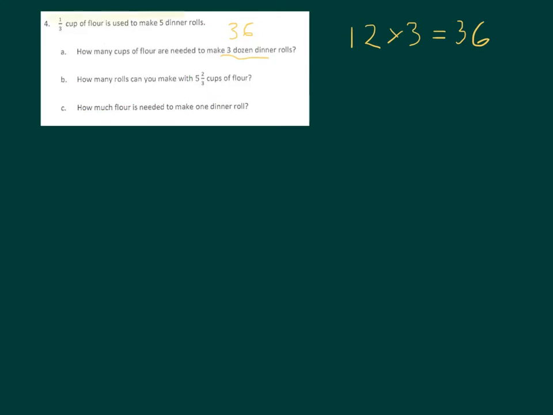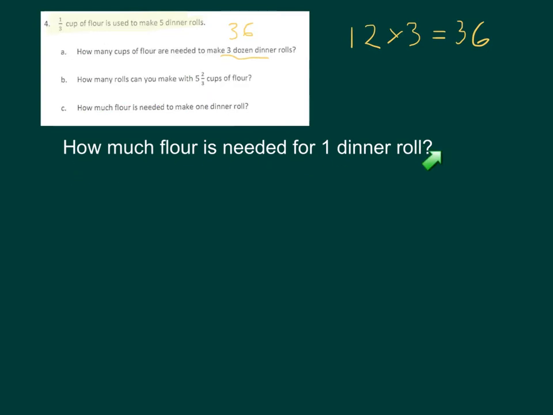So 1/3 cup of flour is used to make 5 dinner rolls. It will be very helpful if you find a unit rate first. That means how much flour is needed to make 1 dinner roll. And did you notice that is actually the question for part C? So I guess for part A and part B, the question originally wanted you to use some different ways to solve the problem. But I find that if you find a unit rate first, so if you do part C first, it will make part A and part B a lot easier. Okay, so let's just do that.